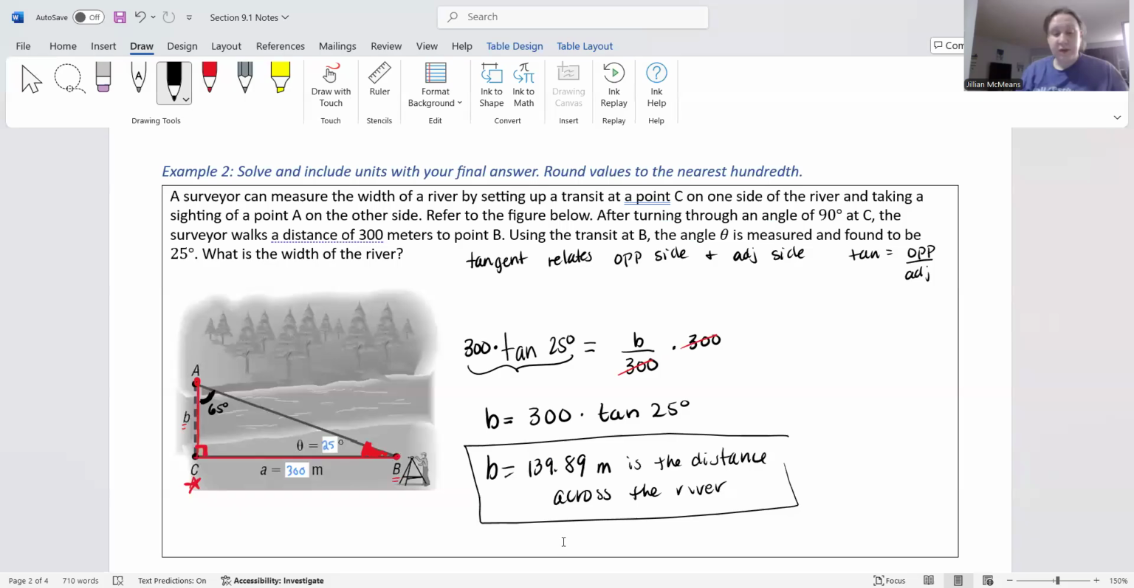Okay, so in the next video, we're going to talk about solving right triangles, where we get to do something really, really fun, where we get to use inverse trig functions. Okay, so start thinking inverse stuff.